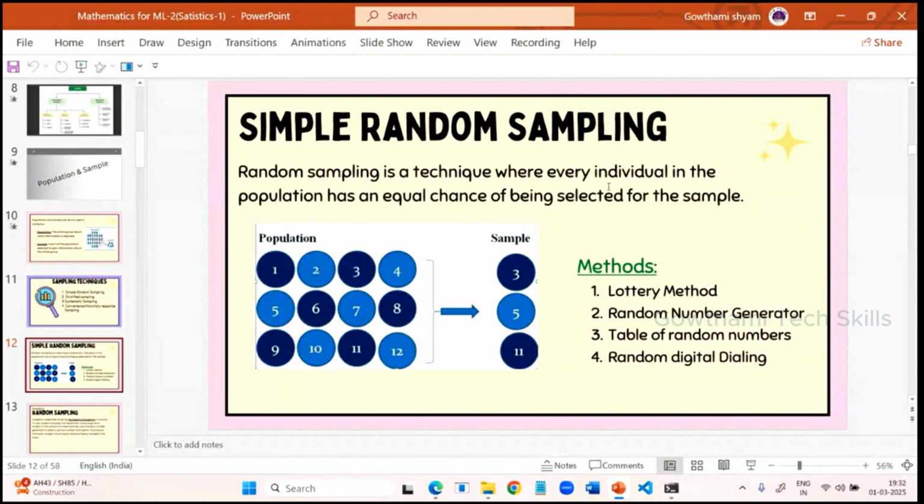See, random sampling is a technique where every individual in the population has an equal chance of being selected for the sample. This kind of technique is used in the lottery method. In a lottery, you will not know the outcome. Random numbers, if you want to generate them, you will not know what number is going to be generated. Passwords too. So, the table of random numbers and random digital dialing. In these methods, we use a technique called the random sampling technique only. We are not specifically choosing the people. This is one type of technique, the normal, basic technique.